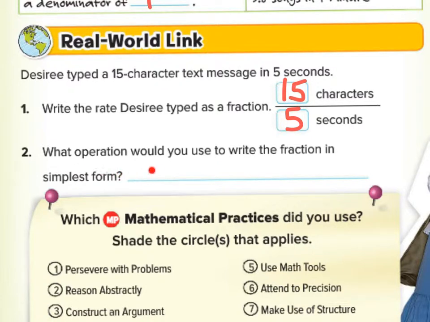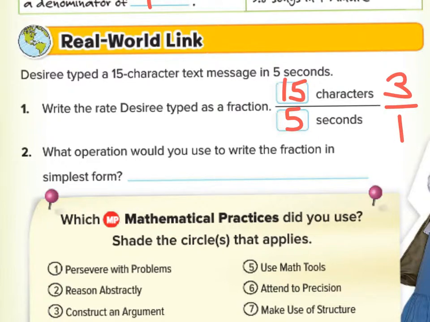What operation would you use to write the fraction in simplest form? I would find the greatest common factor. For 5, we have factors 5 times 1, and for 15, 5 times 3. So how many 5s on the top? We said 3, and on the bottom, only 1, right? Because this is 5 times 1, and 5 times 3. There it is, 3 over 1.